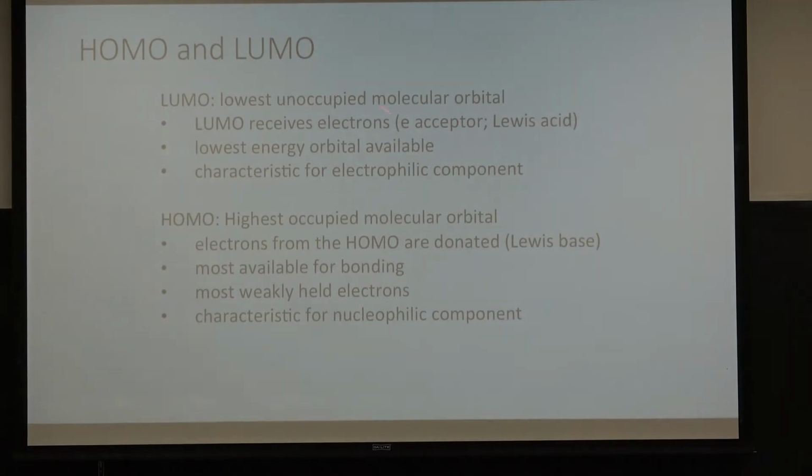So you can also think about the lowest unoccupied as an electron donor, or excuse me, an electron acceptor, which is a Lewis acid. And this is characteristic of electrophilic compounds, right? So there can be different degrees of lowest unoccupied molecular orbitals. For example, if you would have a sigma LUMO, that would be very reactive, right? And so that can dictate the reactivity. The HOMO electrons are electron donors, so that's your Lewis base.